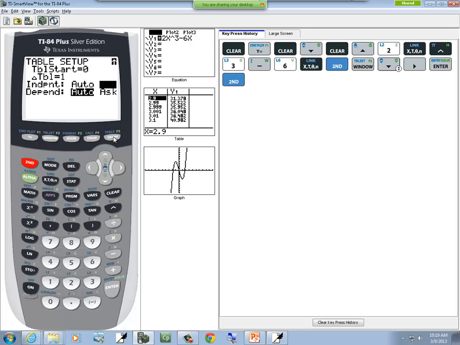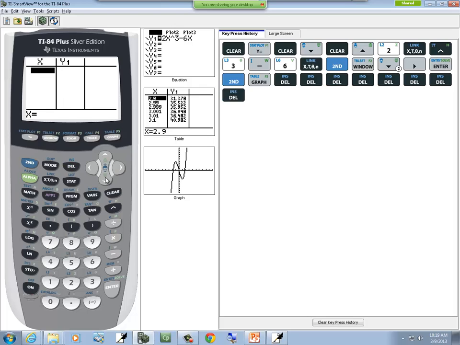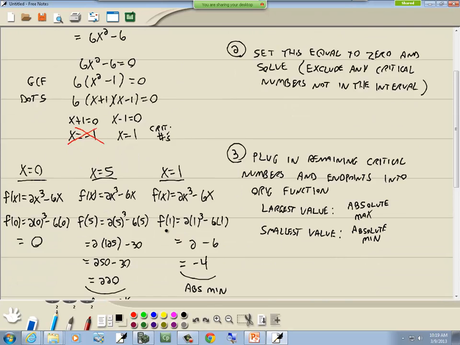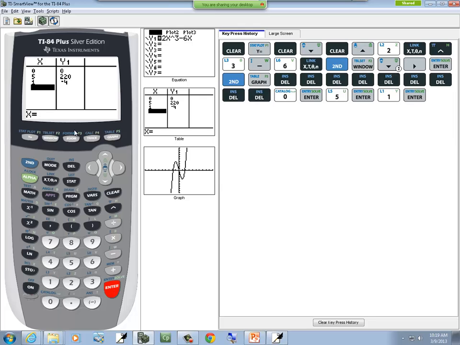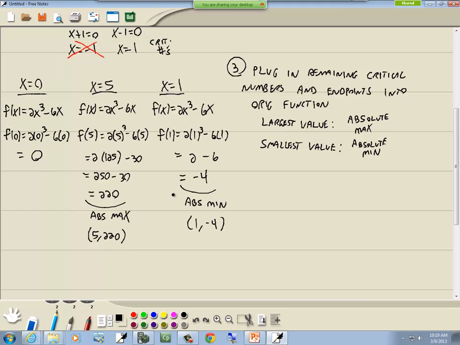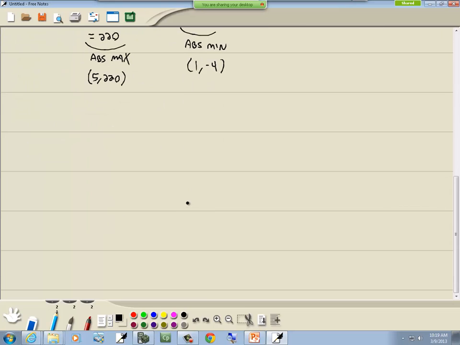Now do second graph to go to my table. Now you probably don't have any numbers here. I do from a previous problem. Let me go ahead and press delete to clear those out. Now I got my function in y1, so now I'm going to plug in 0, 5, and 1. So 0, enter, 5, enter, and 1, enter. And you see you get 0, 220, and negative 4. And I guess I didn't make a basic math error. And no, these two right here are our answers, because it was asking for absolute extrema.